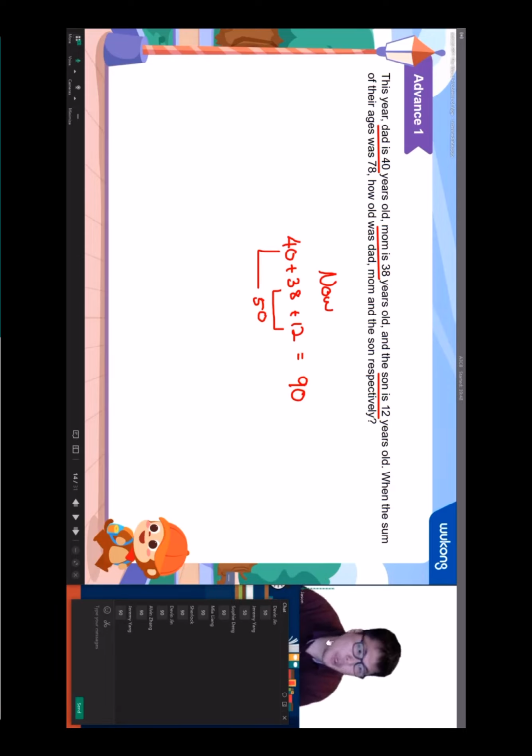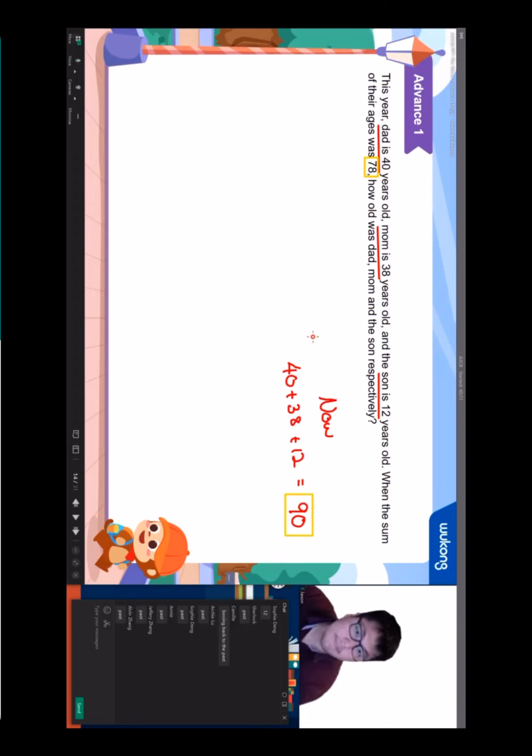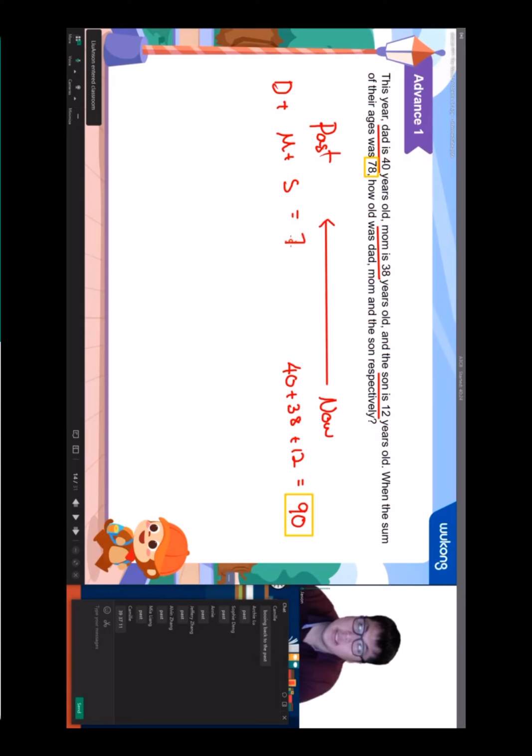Now we have found our sum, but what's our sum from the question? 78. So what does that mean? Are we working with the future or the past, everybody? Yes, we're looking at the past. So let's go back to the past. And we have dad plus mom plus son equals 78.